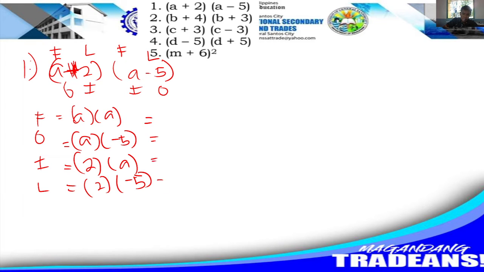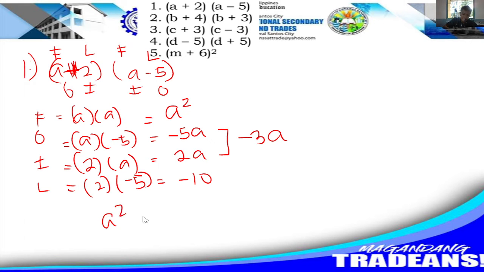Next, we are going to simplify this one. A times A, so A squared. A times negative 5, negative 5A. 2 times A, that is 2A. Then 2 times negative 5, negative 10. Then we are going to combine these two at the middle because they are like terms. So meron kang utang na 5, may binayad ka na 2, ang utang mo 3 na lang. And utang is negative, so negative 3. Then the variable or the apelyido nila, that is A. So that is now what you call the FOIL method. As we answer that one, we have A squared minus 3A minus 10. And that is now the final answer for the quantity A plus 2 times the quantity A minus 5.